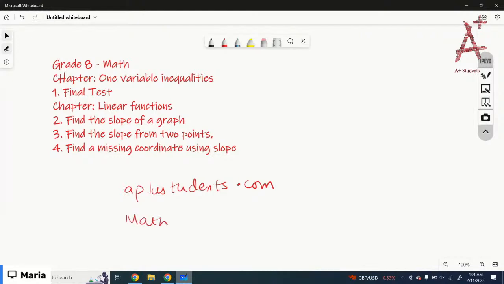Then you have to select math from the subject tab, then scroll down to grade 8 and click on view all lessons. There you can find a list of the chapters. We're going to start with the final test of the chapter 1 variable inequalities.